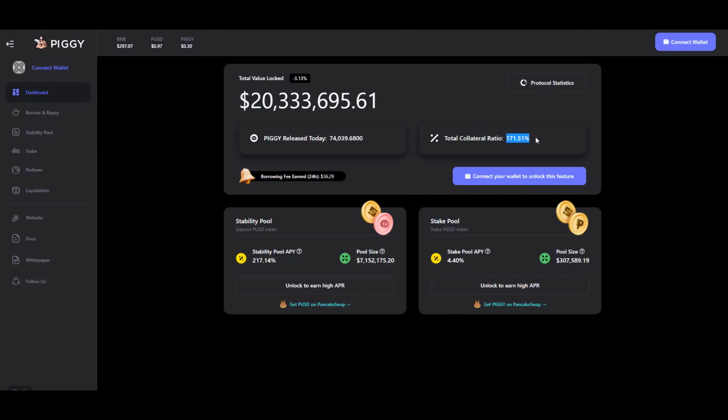You have the collateral ratio sitting at 171%, and this is how much Piggy they have released today. Today alone, 74,000 Piggy, which is really, really cool. And then you have the pools, guys, okay? First of all, you have the stability pool, and then you also have the stake pool where you can stake Piggy token, and the stability pool where you basically deposit PUSD token.